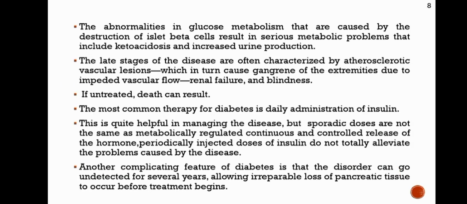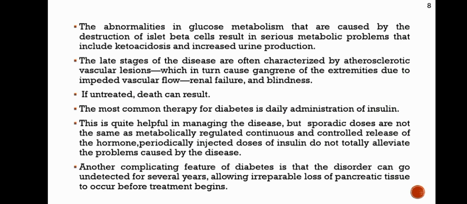The abnormalities in glucose metabolism that are caused by the destruction of islet beta cells result in serious metabolic problems that include ketoacidosis and increased urine production. The late stages of disease are often characterized by atherosclerotic vascular lesions, which in turn cause gangrene of the extremities due to impeded vascular flow, renal failure, and blindness. If untreated, death can result.